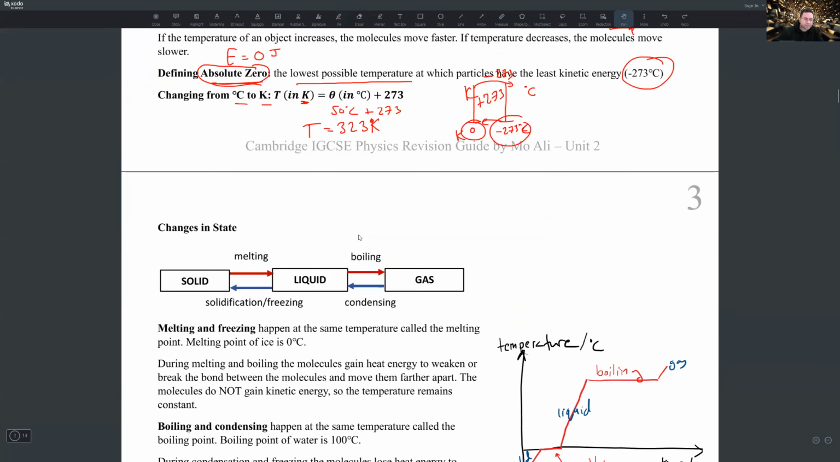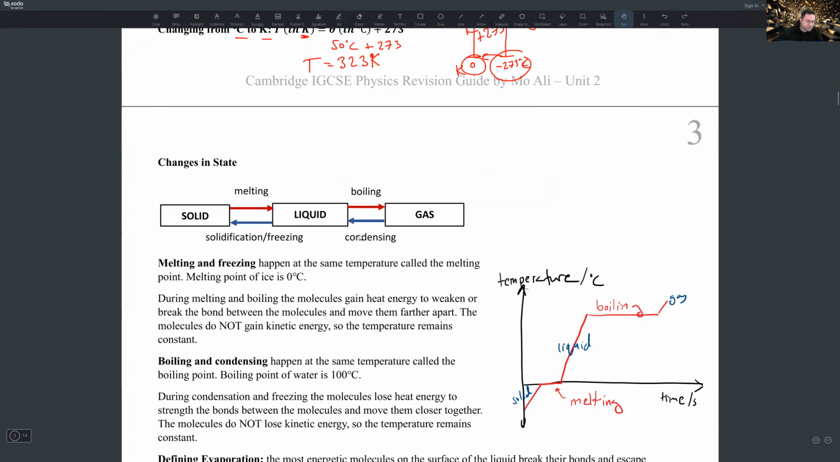Next. We all know that if you heat a solid to a certain temperature, it will melt and change from a solid to a liquid. This is called the melting point. And if you boil a substance, as in heat a liquid up to the boiling point, it will change to a gas. This is called boiling. The melting point of ice is 0. The boiling point of water is 100.